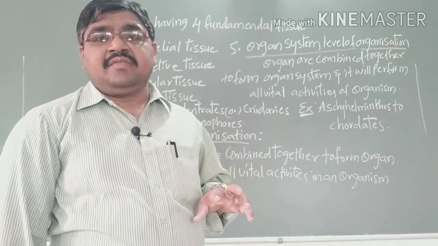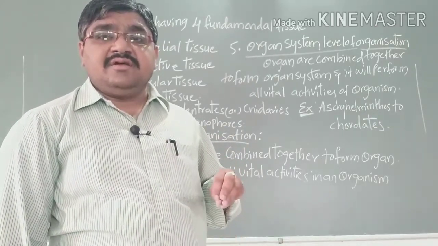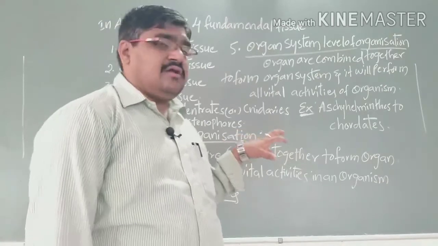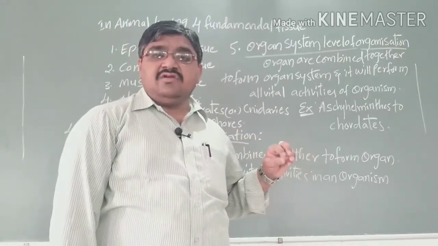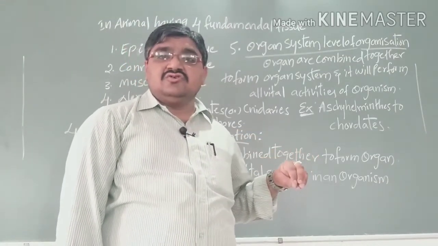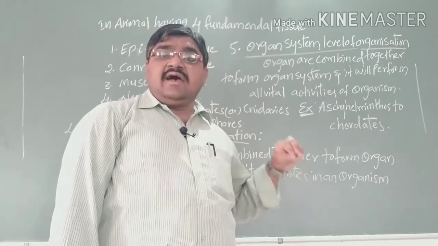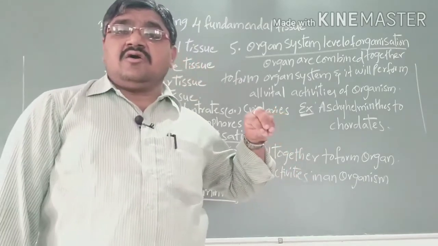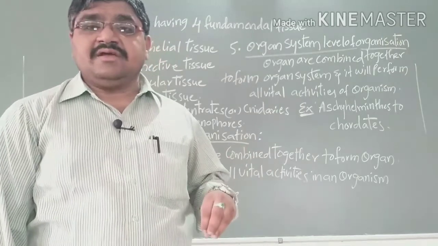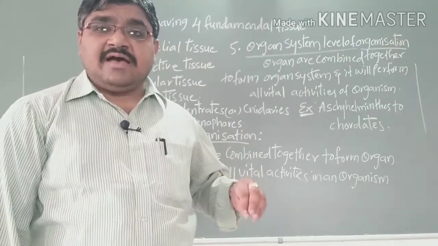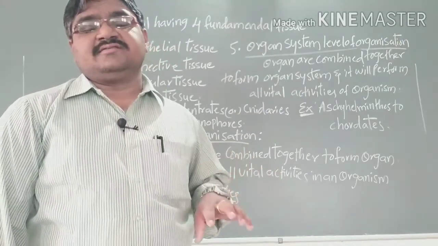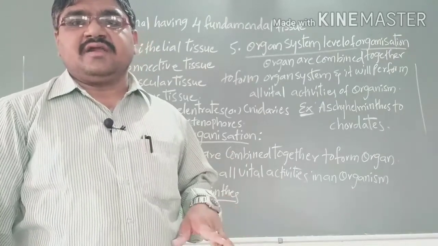Here we have the organ system grade of organization. Some organisms will show us the tissue level as well as the higher organ system level. Together we can call them enterozoans.